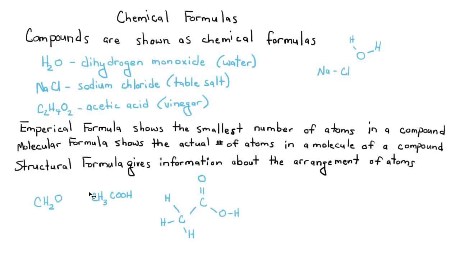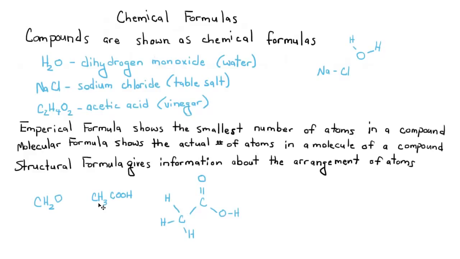Molecular formula shows the actual number of atoms in a molecule. Acetic acid again, there's actually 2 atoms of carbon, 4 atoms of hydrogen, and 2 atoms of oxygen. And finally, the structural formula gives information about the arrangement of atoms.